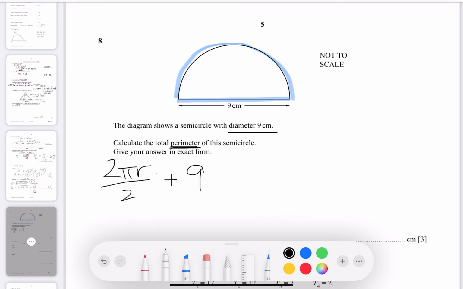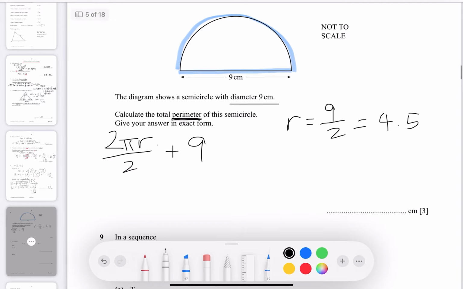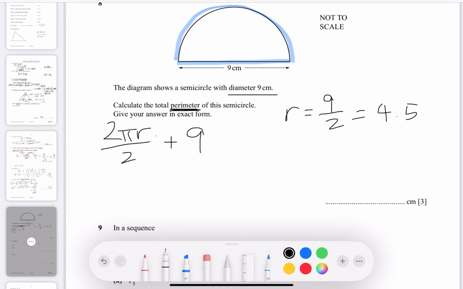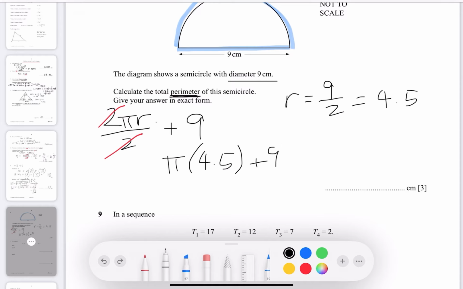And now we know r is just diameter over 2, so it's 9 over 2, which equals 4.5. So before we substitute the value of r, we can simplify it by cancelling out the 2's. So we're left with pi r plus 9, and r is 4.5. So this plus 9, and this is just equal to 4.5 pi plus 9. And we are leaving our answer in exact form.